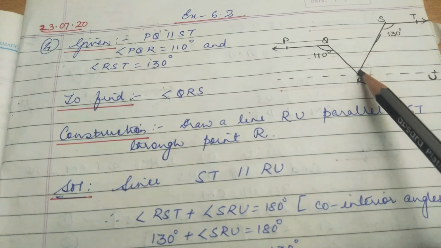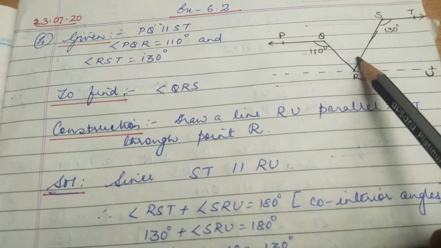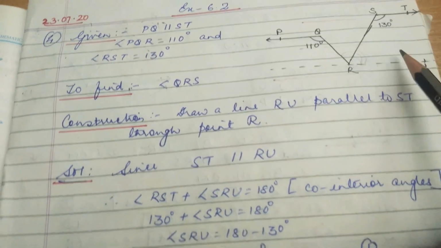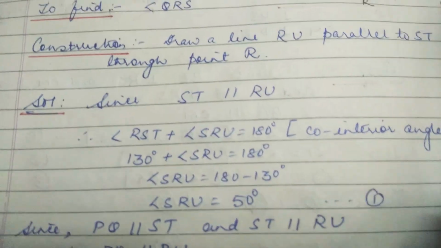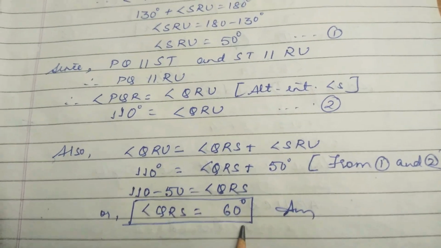Now what is this angle QRU equal to? This is equal to angle QRS, this angle, plus angle SRU. We have already found out that SRU was equal to 50 degrees. So what will this angle be equal to? 110 minus 50 degrees, that is equal to 60 degrees.